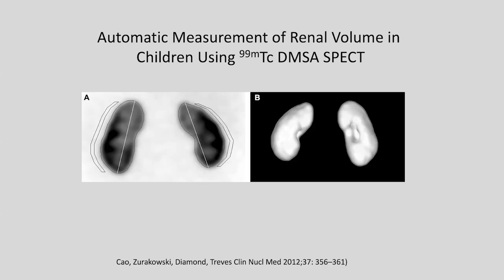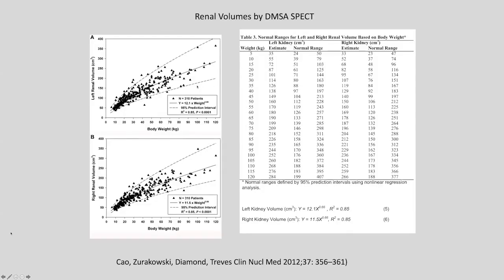Renal size and renal volumes can also be easily quantified using DMSA SPECT. We looked at a large number of patients that were considered normal in retrospect, and we measured the renal volume using DMSA SPECT. You can see here left and right kidneys as a function of body weight, and you can see that the volume of the kidneys, as you might expect, increases with age.